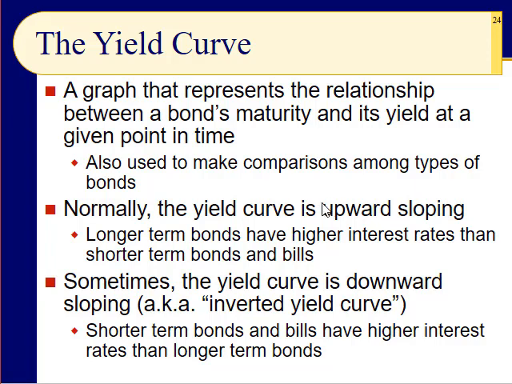Typically, the yield curve is upward sloping. And we talked about this. Longer-term bonds have higher interest rates than shorter-term bonds. But sometimes the yield curve is inverted. It's downward sloping. That doesn't make any sense. We'll see why in a little bit. But shorter-term bond and bill rates should be lower than longer term. No, not when we have an inverted yield curve.